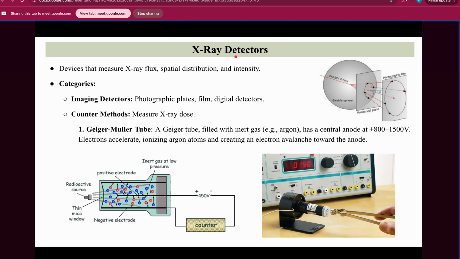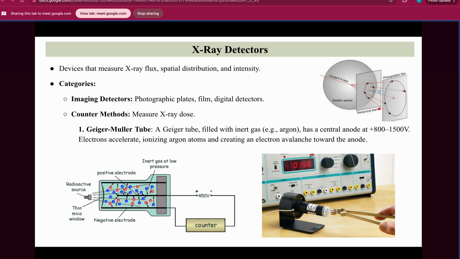And then ultimately, there is a role of X-ray detectors, because now X-rays have passed to the crystals. Now X-ray detectors will detect those X-rays which come after diffraction from the crystal. These devices measure the X-ray flux and their spatial distribution as well as intensities. The categories of detectors are imaging detectors, which were previously used, such as photographic films or photographic plates, and digital detectors. This is one of the figures showing the photographic film, and this shows how the diffracted lights are coming.